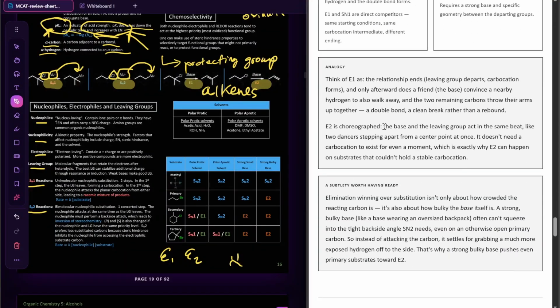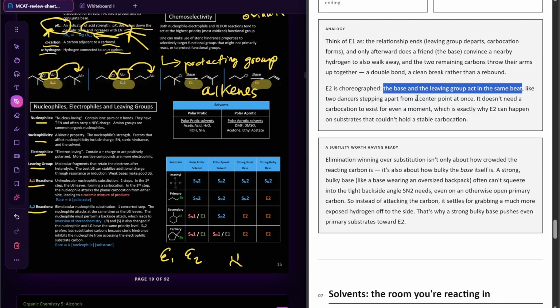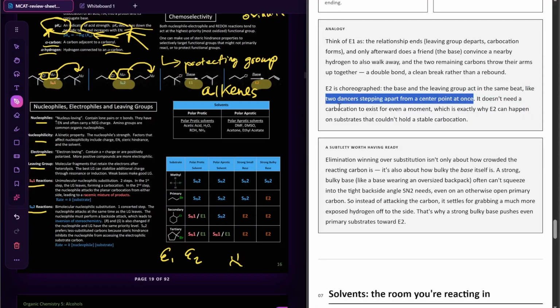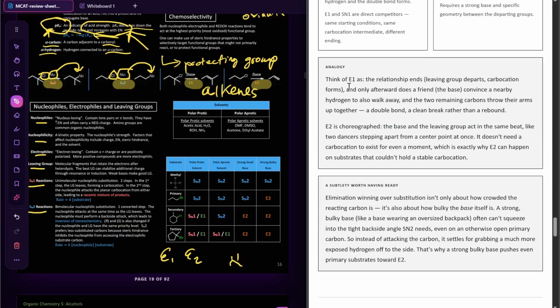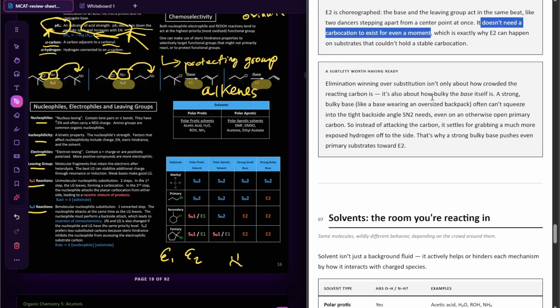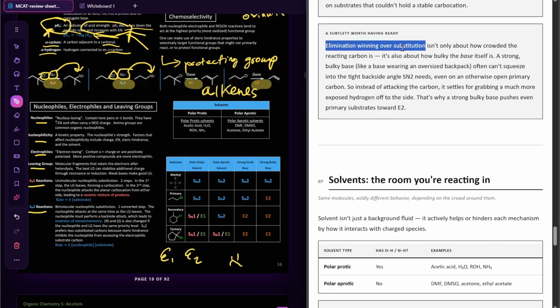And then for E2, the base and the leaving group act together, in the same beat, like two dancers stepping apart from the center point at once. It doesn't need a carbocation to exist for even a moment. So E1, you notice, needs that carbocation to exist, but E2 doesn't, right? Which is exactly why E2 can happen on substrates that couldn't hold a stable carbocation. So elimination winning over substitution isn't only about how crowded the reacting carbon is, it's also about how bulky the base itself is.